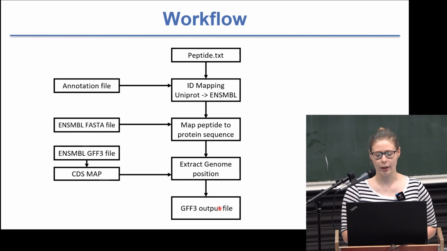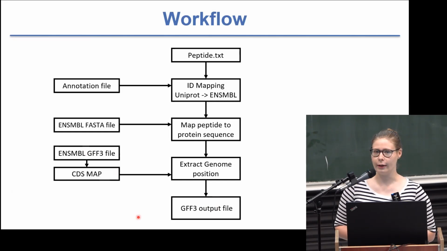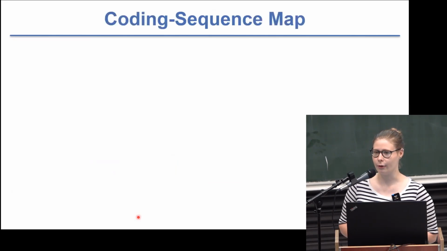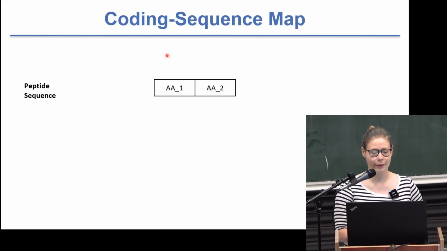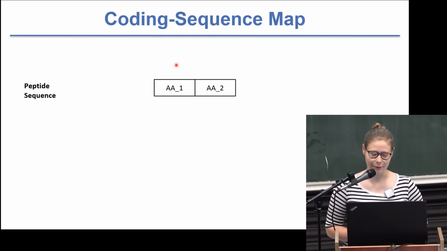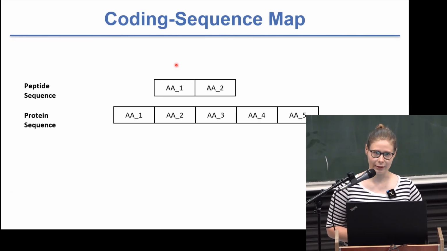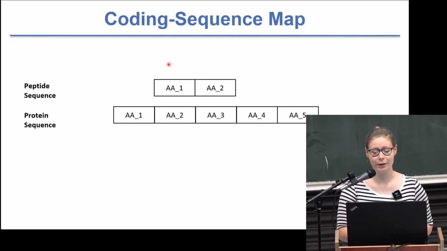And I also have a GFF3 output file, which can be used for visualization so far. So I will briefly go over the central part of the workflow and how a coding sequence map works. So here you have a very short peptide sequence of 2 amino acids, and we know the protein which it belongs to, which here only has 5 amino acids.